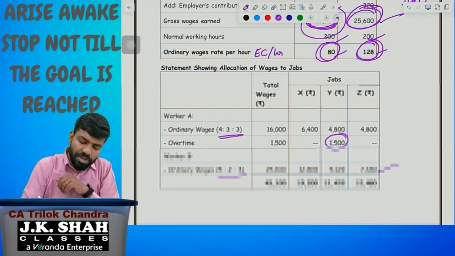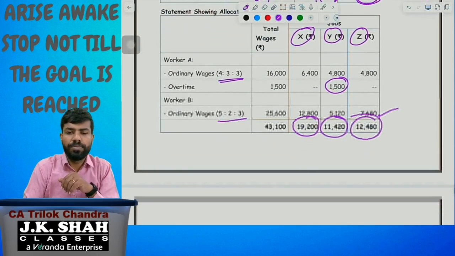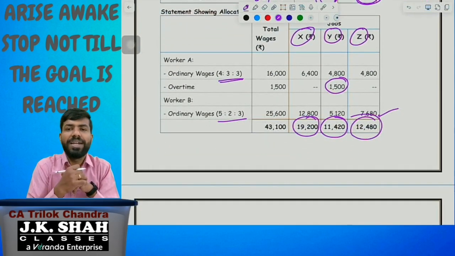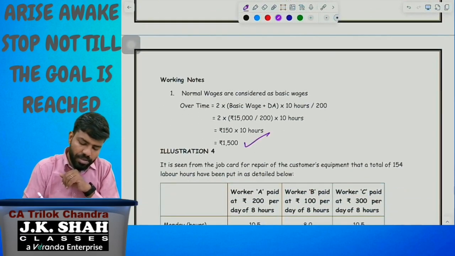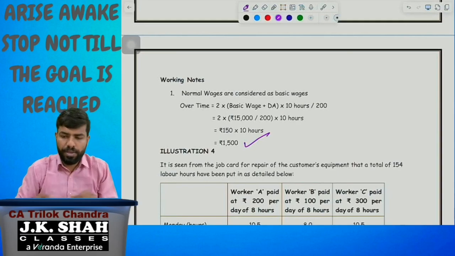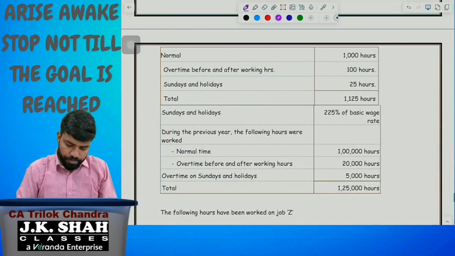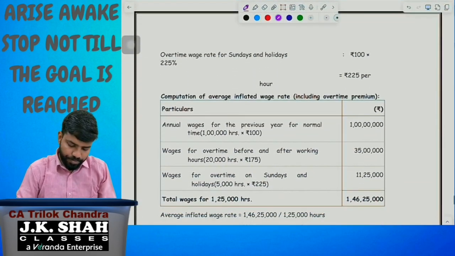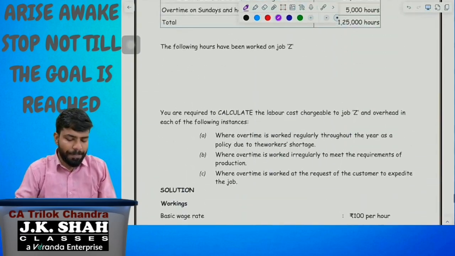So, the total wage cost of job X is 19,200, job Y is 11,420, job Z is 12,480. I hope you all understand this question. Do you understand? Okay, now. So, here they have given the 1,500 calculation as a working note. Okay. These are the questions based on the employee cost.